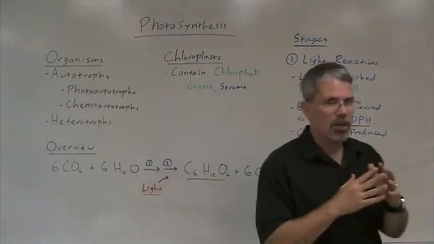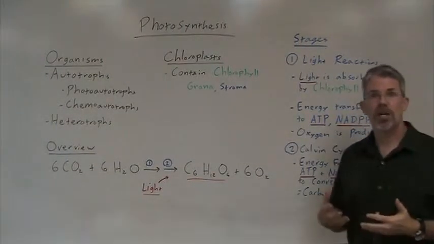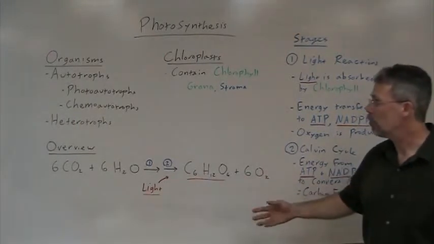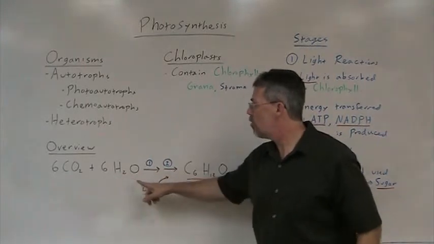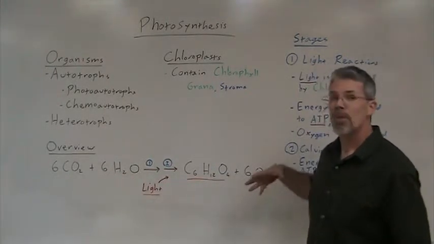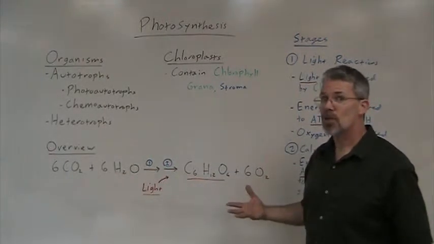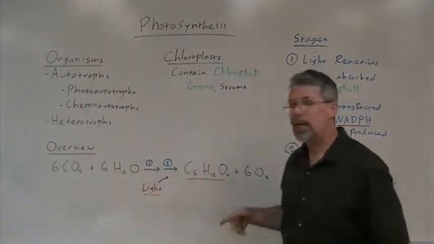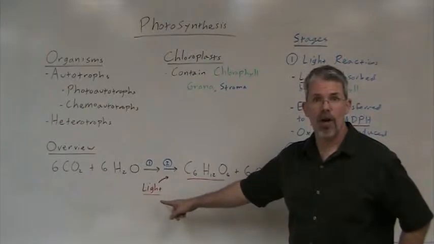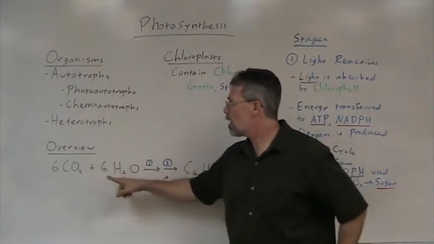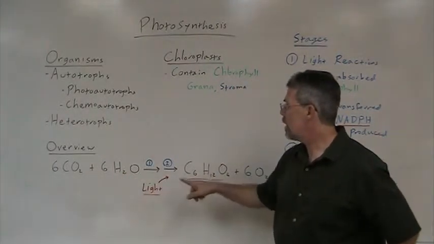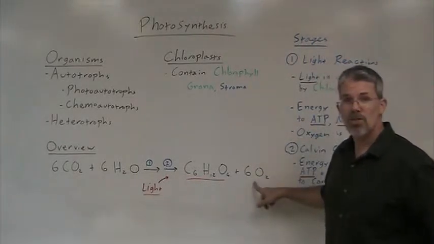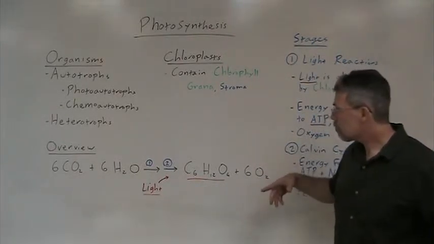Now, in the previous topic of cellular respiration, we had a summary equation, and we've got another one right here. So an overview of photosynthesis is there. Now, we need a carbon source to produce food, and that carbon source is carbon dioxide. We need an energy source, and that's from light. So we take carbon dioxide and water, and using light energy, we produce sugar, glucose, and oxygen is given off.